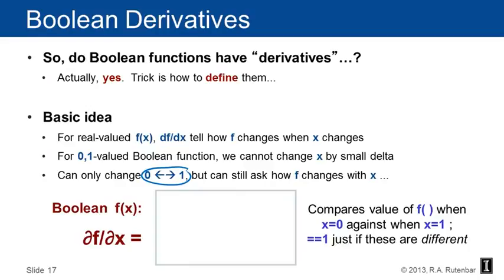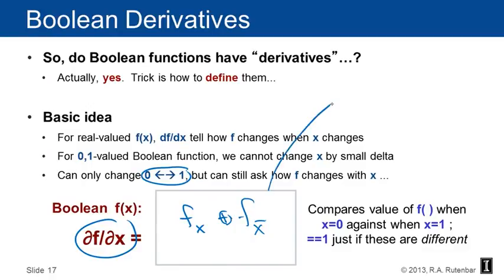And it turns out there's actually a very nice definition for something like a Boolean derivative. It looks like this. We take the positive cofactor and we exclusive OR it with the negative cofactor. And that's the definition of this interesting kind of derivative. The way you can think about that is that it compares the value of f when x is 0 against the value of f when x is 1. And this mathematical object is a 1 just if these two things are different.